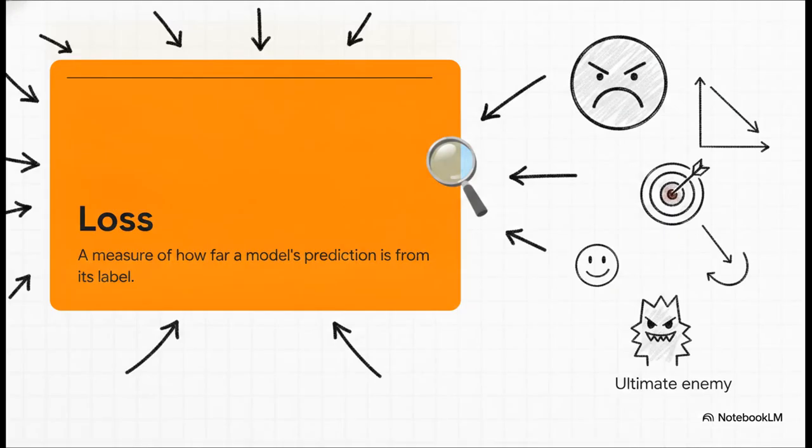Now you might be wondering, during all this training, how does the model actually know if it's doing a good job? Well, it measures its loss. Loss is the mathematical calculation of how far off a model's prediction is from the actual label. If the loss is high, the model is failing. Loss is literally the ultimate enemy during training. It's the mathematical distance between a bad guess and the right answer. The absolute goal of every machine learning model is to minimize its loss.